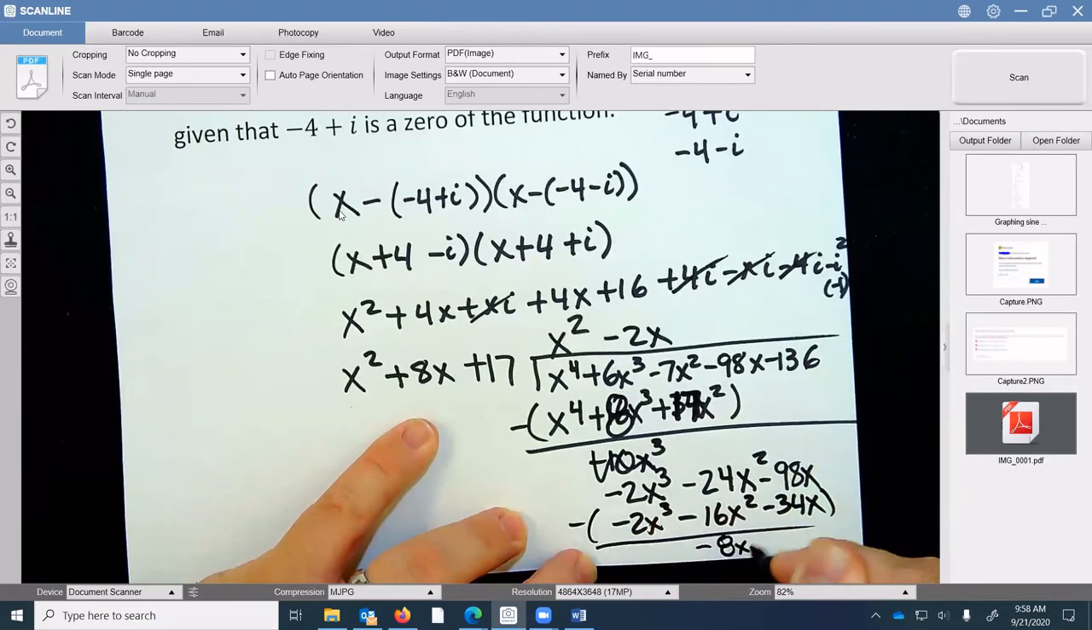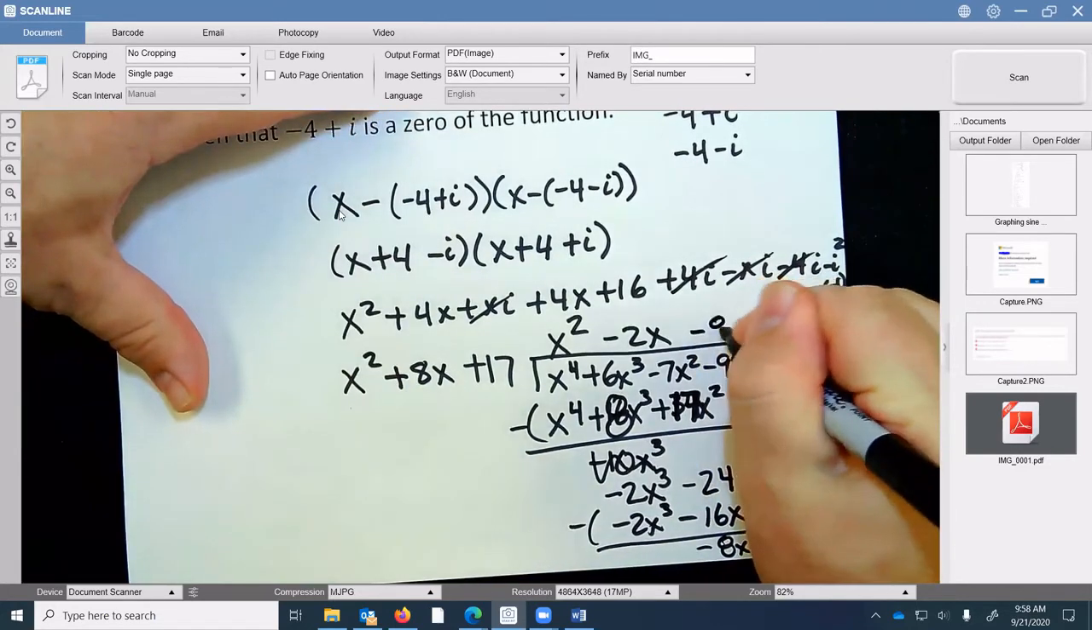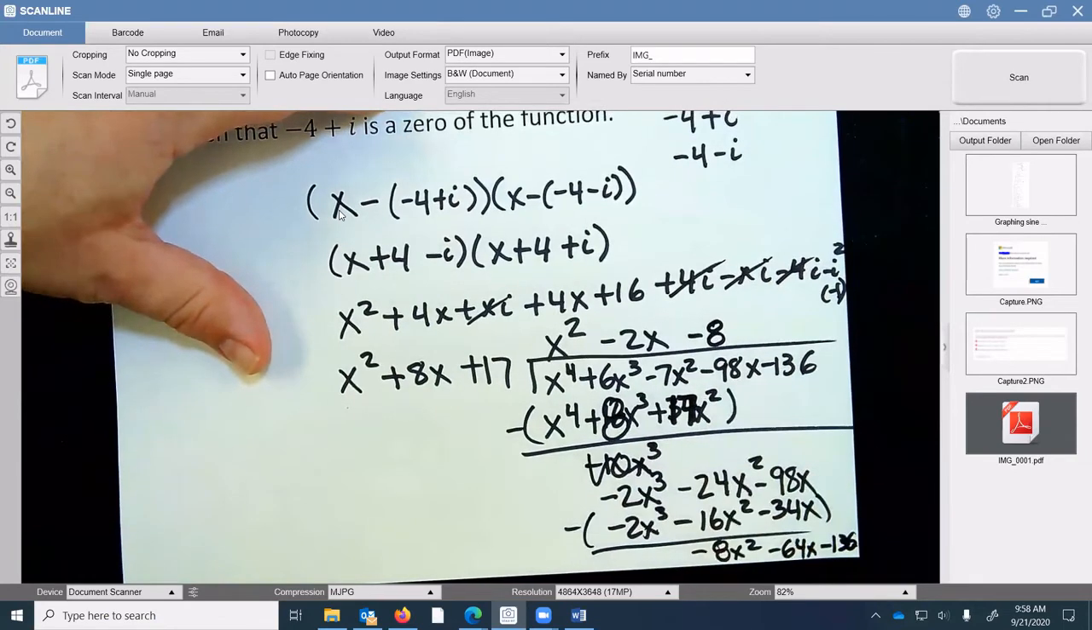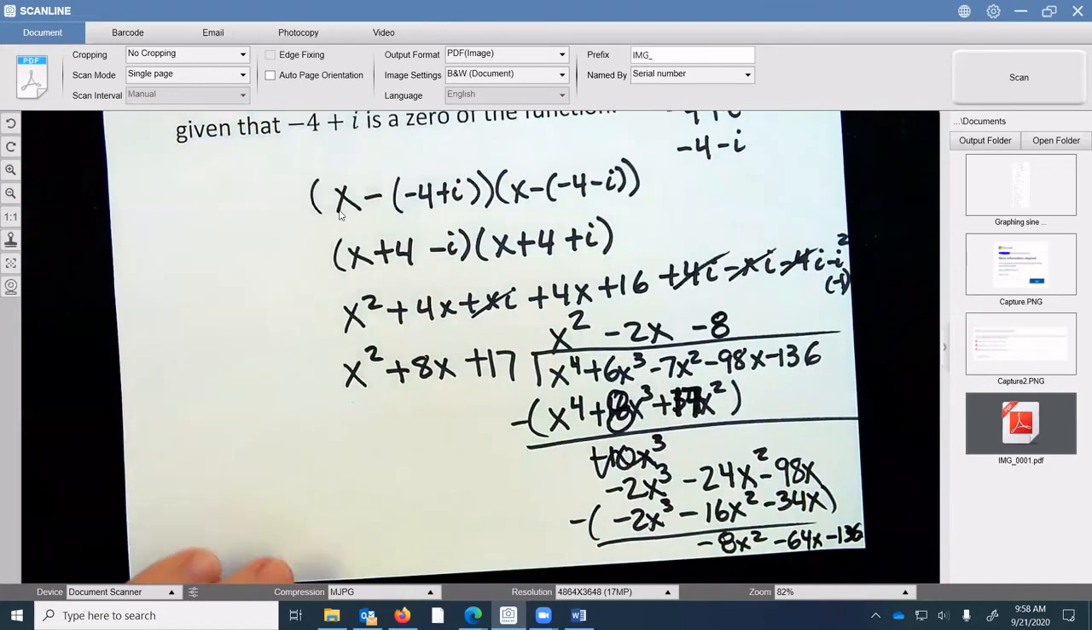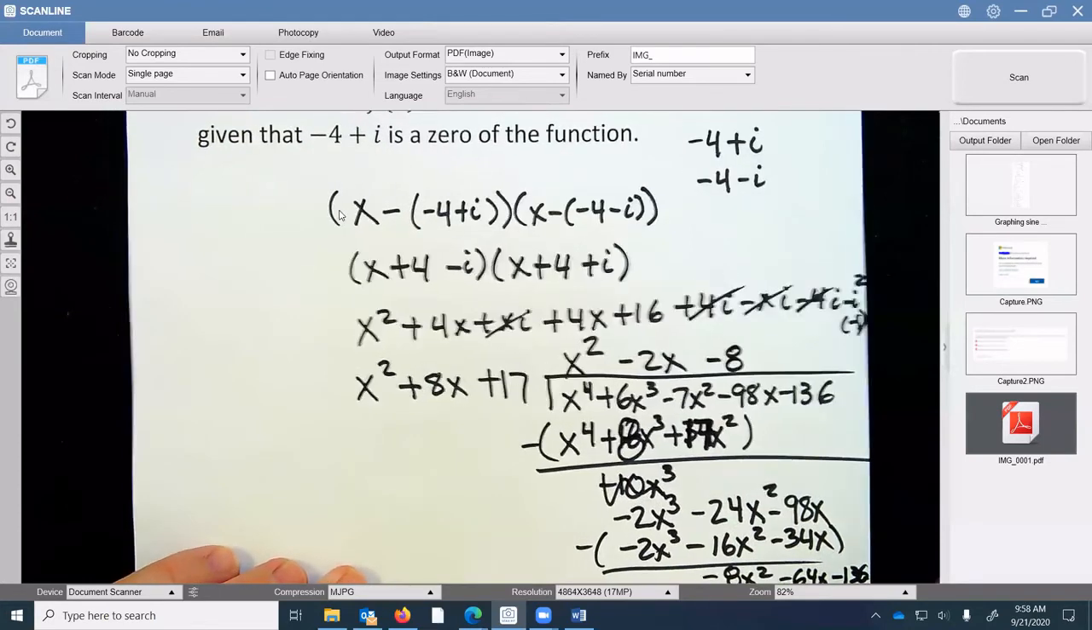Negative 8x squared minus 64x minus 136 minus 8. That's minus 8x squared minus 64x and minus 136. So yes, it does divide out evenly, as it should, because they're factors. If they're factors, it must divide out evenly.